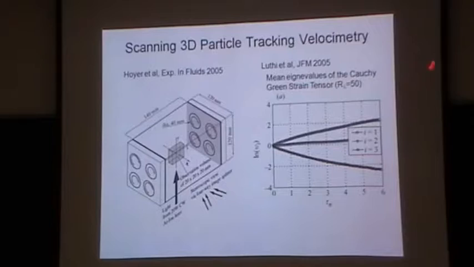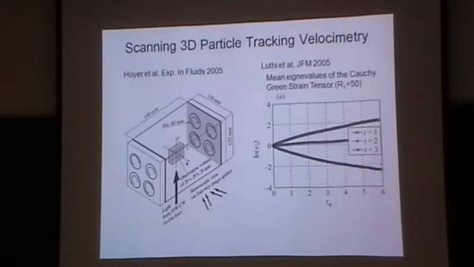And they made what, as far as I know, is the only experimental measurement of the Cauchy-Green strain tensor in a 3D turbulent flow. This is the logarithm of the eigenvalues of the stretching matrix of the Cauchy-Green strain tensor. And so there's one extensional, and the intermediate one is just marginally extensional, and then a contracting eigenvector, and because of incompressibility, these have to add up to zero. So they're plotting the mean eigenvalues here on this plot. So it can be done at very low Reynolds numbers.